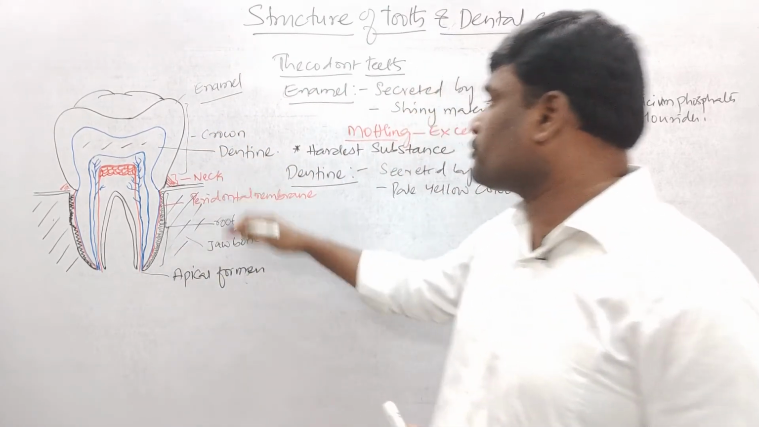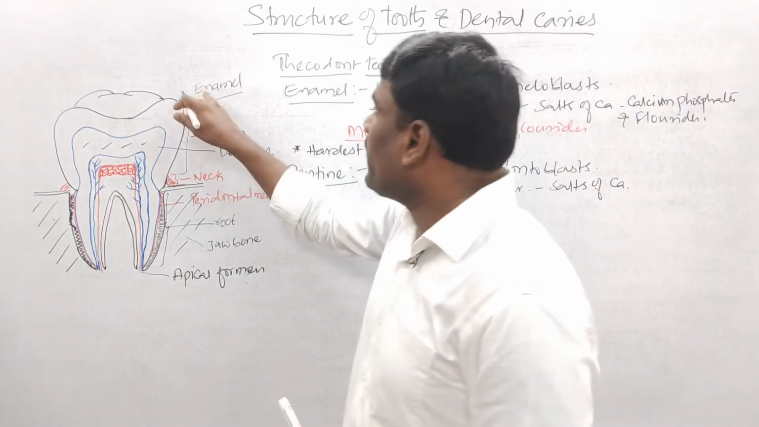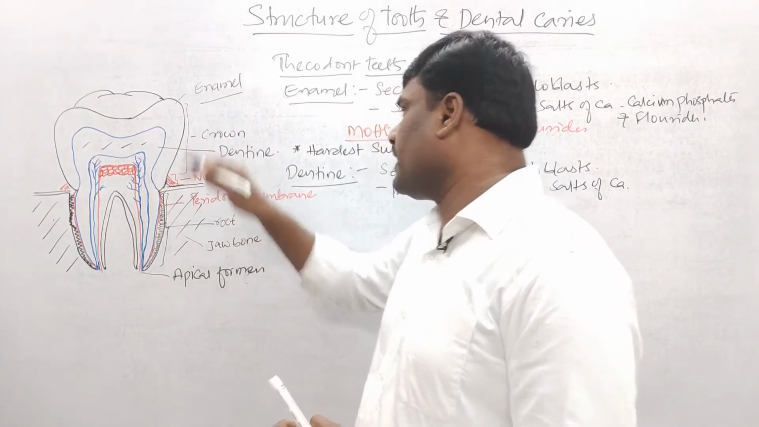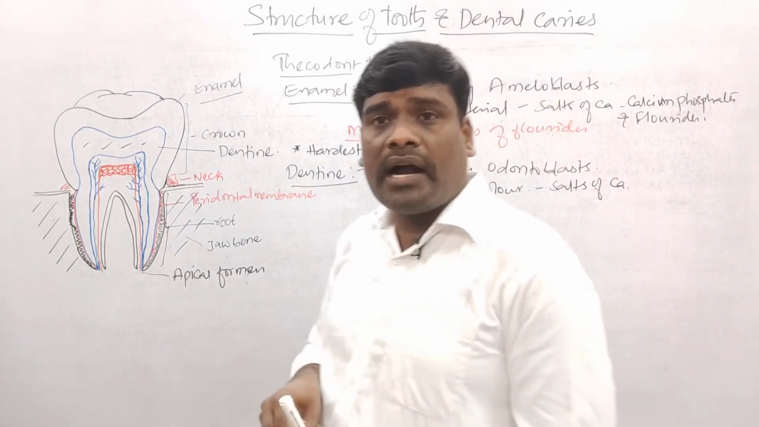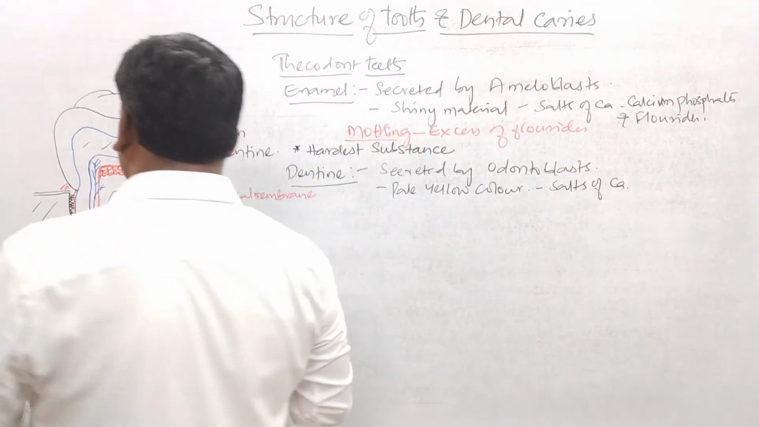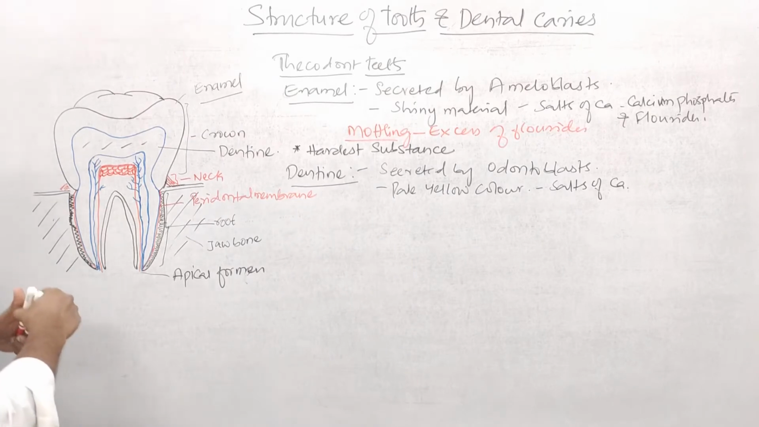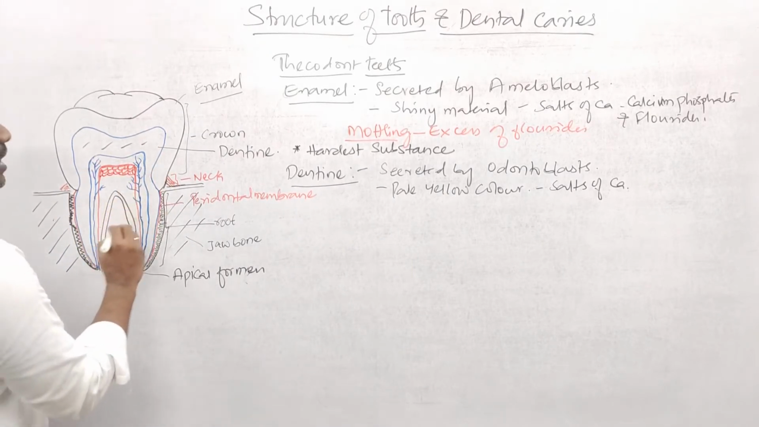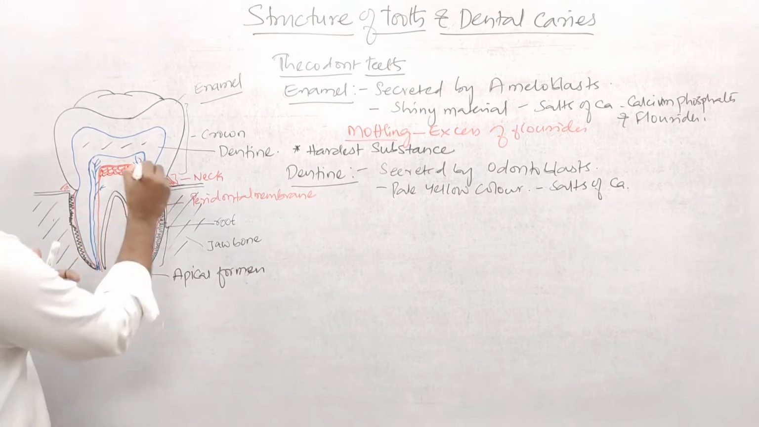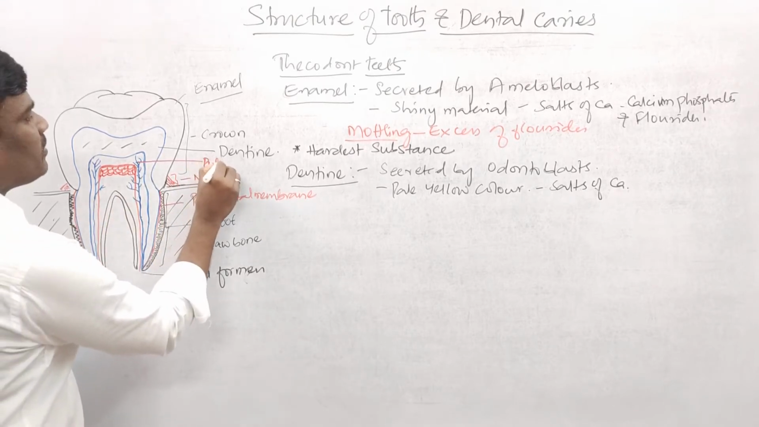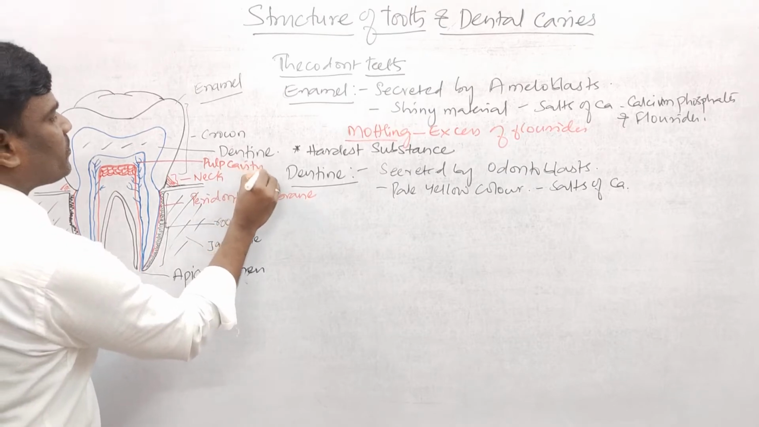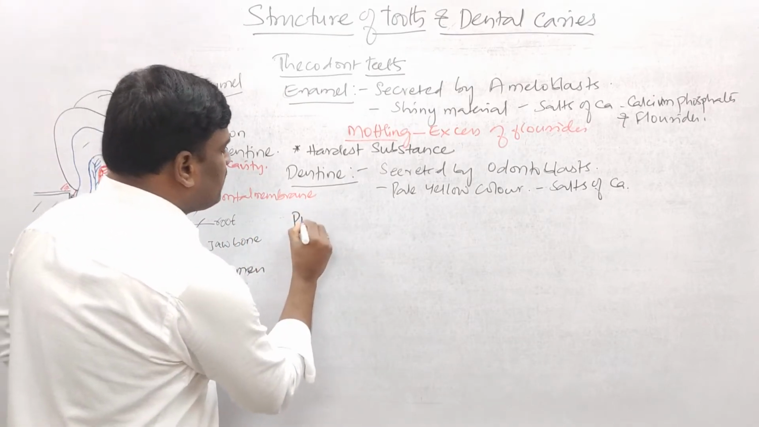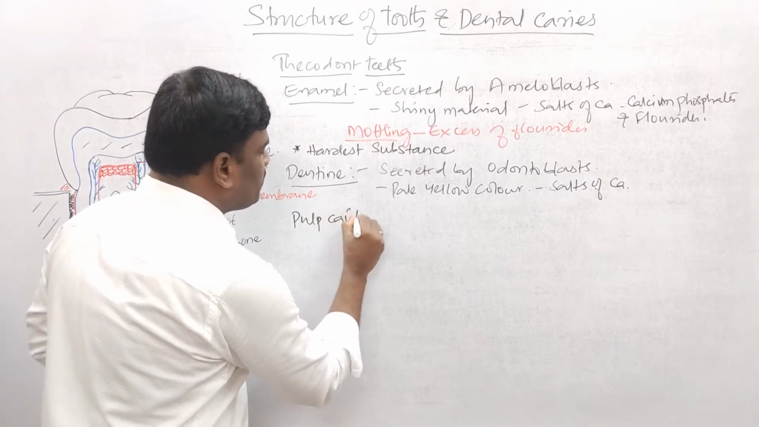Tooth. So the structure of the tooth contains what, children? Enamel, and the second one just below the enamel is dentine. And what about the third part? The third part is called the pulp cavity. So this is the pulp cavity, children. The entire part we call the pulp cavity. Let me write it here: pulp cavity.